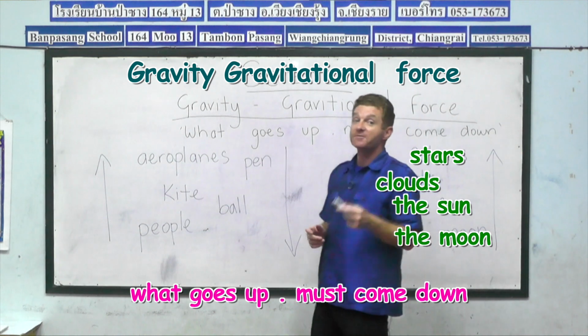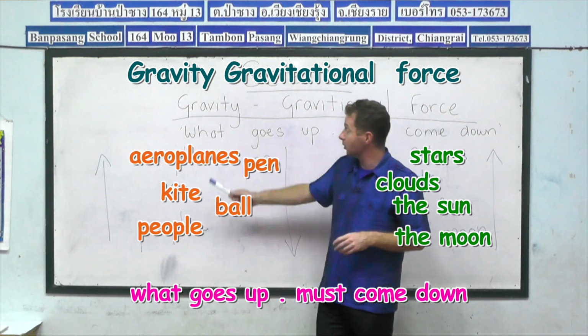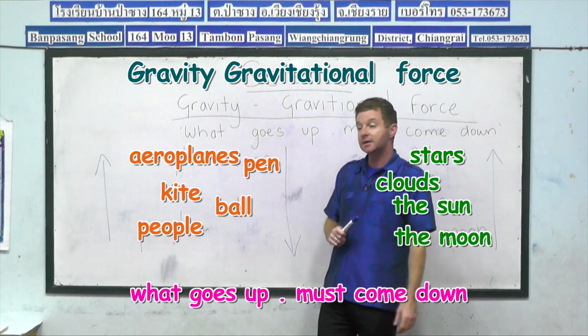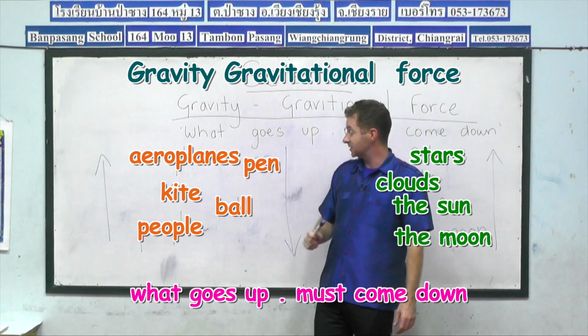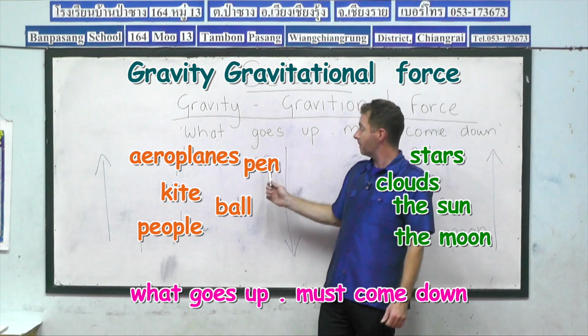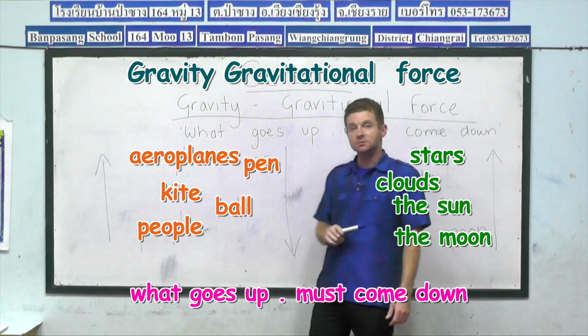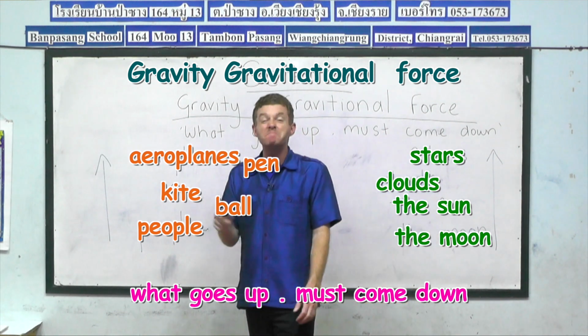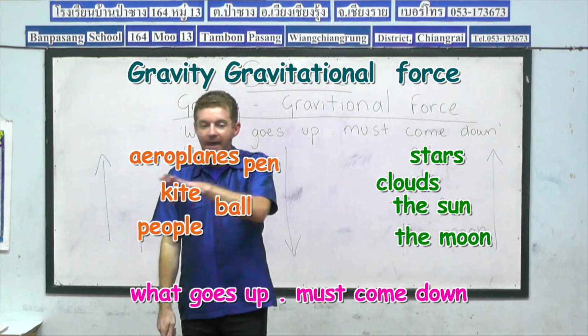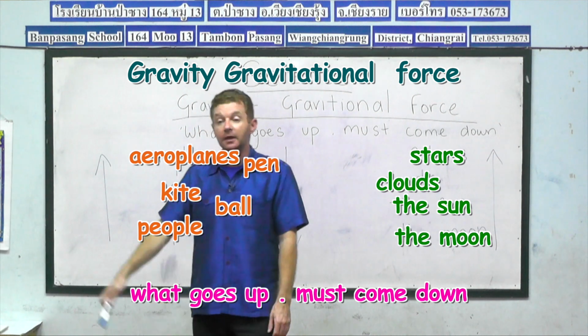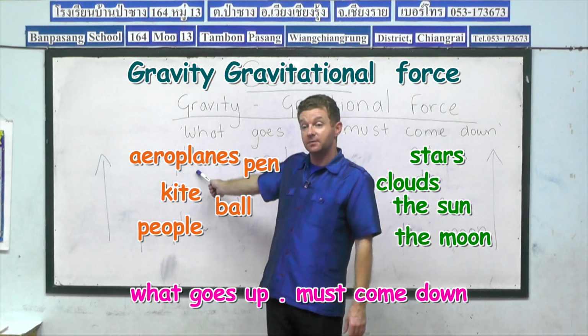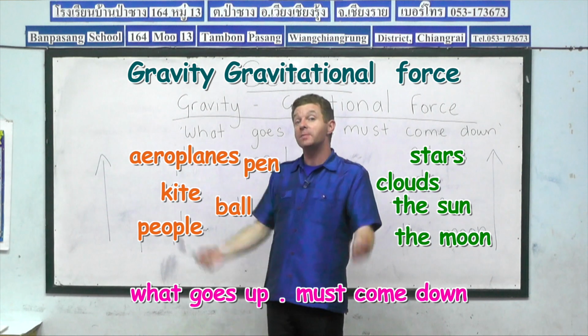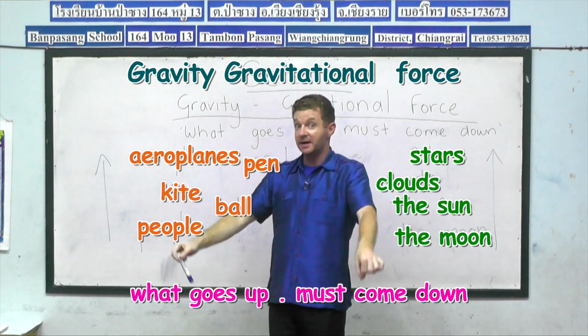The things that are controlled by gravity include aeroplanes, kites, people, pens, and balls. And there are literally millions of objects. Everything in our classroom now is controlled by gravity. Anything in the classroom we put into the air, it will come back down.